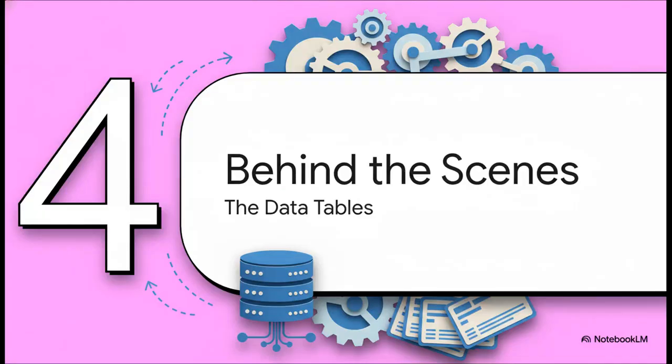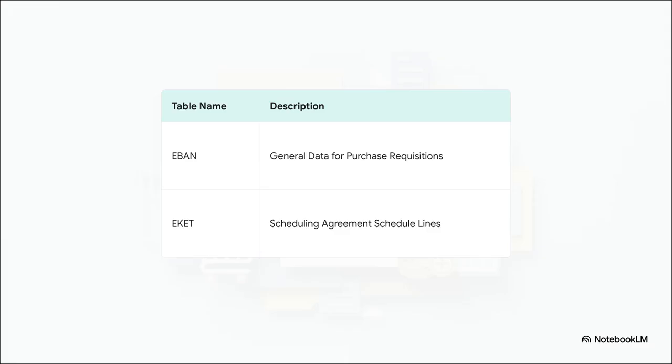Okay, time for a quick pro tip. If you ever get into reporting or maybe have to troubleshoot something, it really helps to know what's going on under the hood. So let's take a peek at where SAP is actually storing all this data. Every single piece of information you entered is stored in a database table. For purchase requisitions, the main table you need to know is called EBAN. That's where all the general data lives. Another key one is EKET. Just knowing these table names can be a huge help if you ever need to build a custom report or do some deep dive analysis.